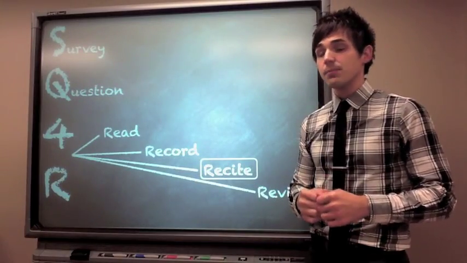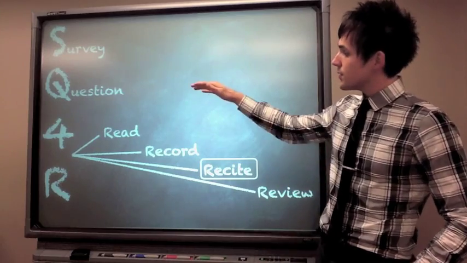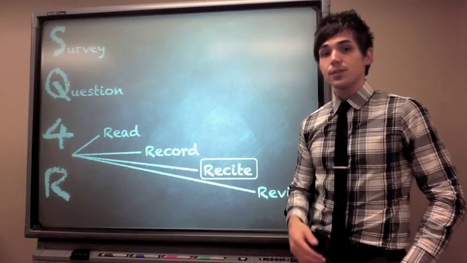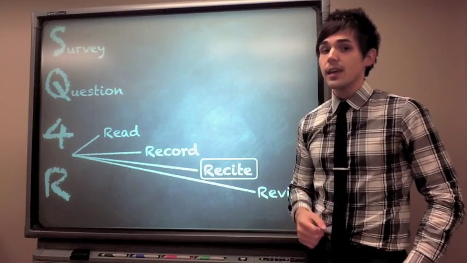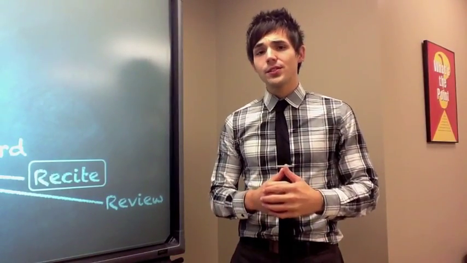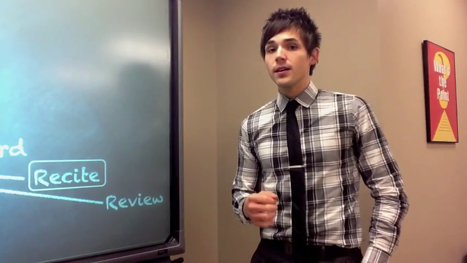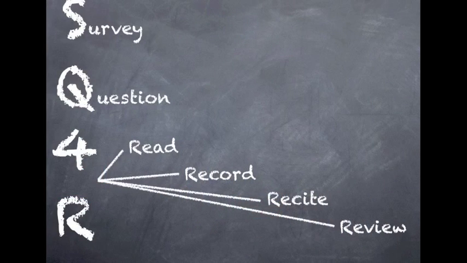Recite is the 5th step of SQ4R, and the final of 4 that you need to repeat for each section of the text. In this step, you will repeat the questions out loud to yourself that you posed for each section and answer them in your own words. Answering the questions in your own words helps you to learn the material in a repetitive way without memorizing your answers word for word. The final step in SQ4R is Review.